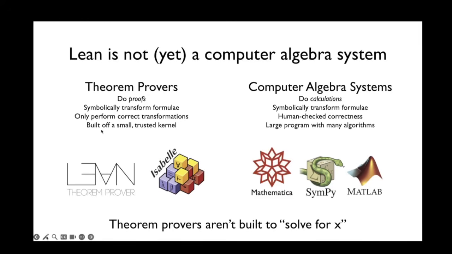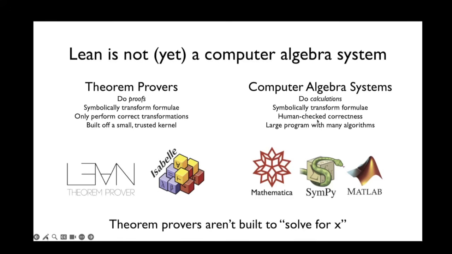And by building them off of a small trusted kernel, then you can trust everything in the library, and there's more rigor going on here. Computer algebra systems include Mathematica, SymPy, MATLAB. These do calculations. They start at point one, and they run and they land at the final conclusion. They are often also capable of symbolically transforming formulae. So when you're doing symbolic math, you can ask Mathematica or Wolfram Alpha to solve this differential equation, or solve this quadratic equation for x, for example, and things like that.